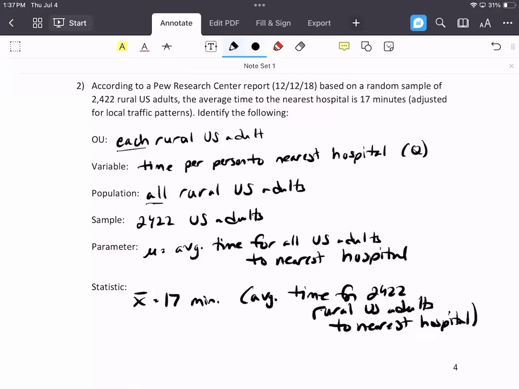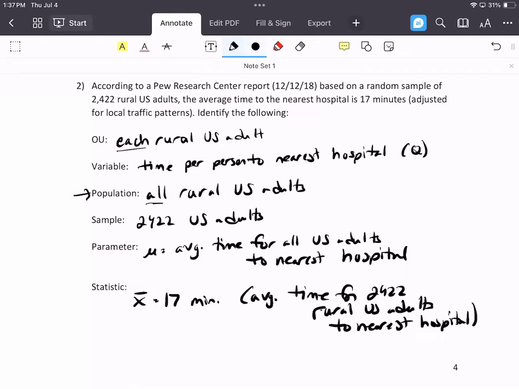The variable is the time per person to the nearest hospital, or the time per rural adult to the nearest hospital. And that's quantitative in nature, because remember, we can take all those times, add them together, and divide by, in this case, the 2,422. The population that we're interested in are all rural US adults. That's who we're interested in studying and finding out information from.